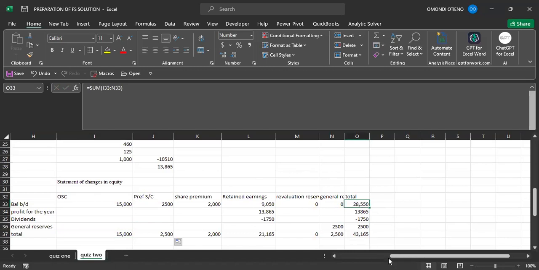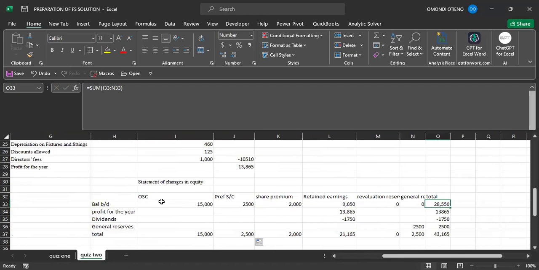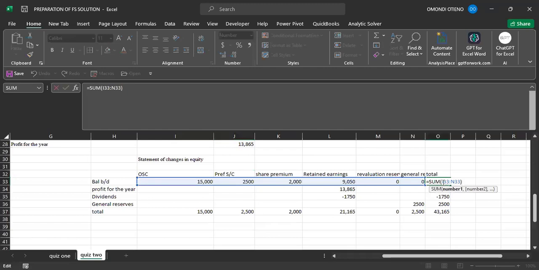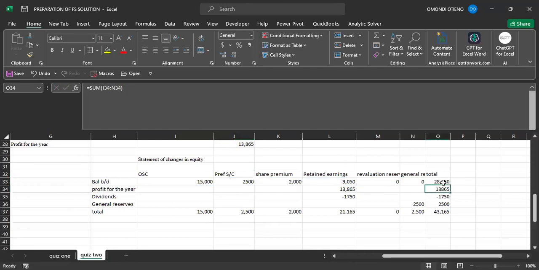Yes, so we are told we cannot combine the two, ordinary share capital and preference share capital. So we have to create an additional column here. So additional column row-wise, this is what we have. Then column-wise, this is what we have. So your total equity, shareholders' equity is supposed to be 43,165.